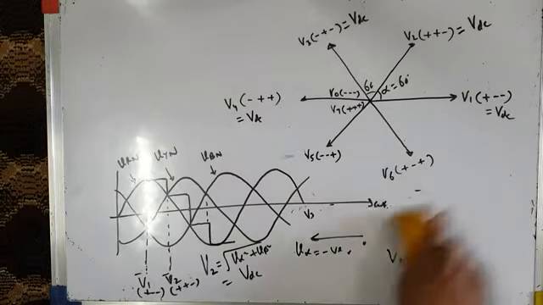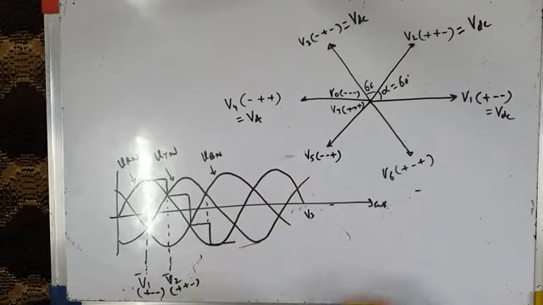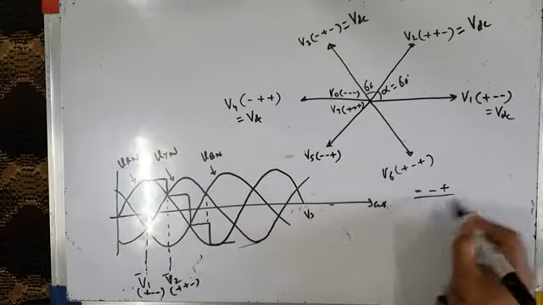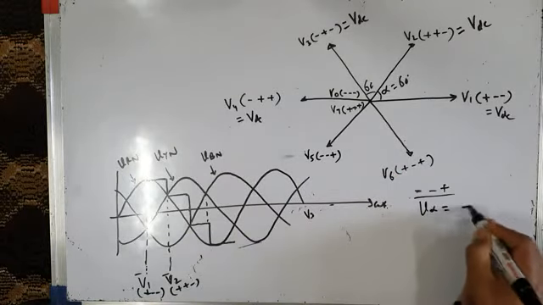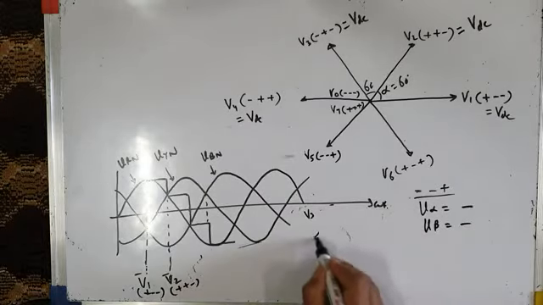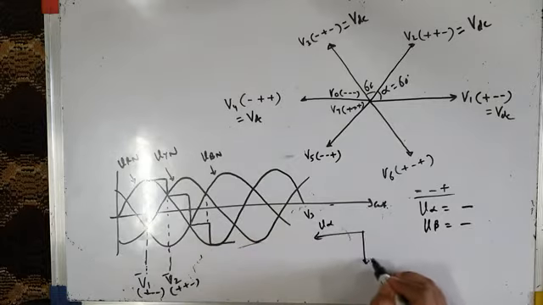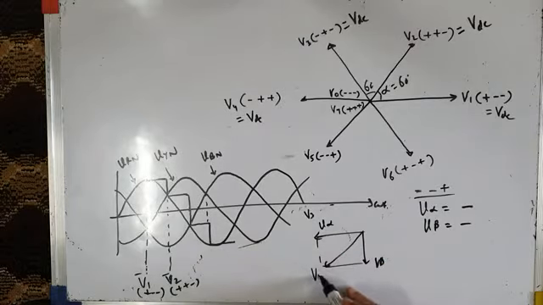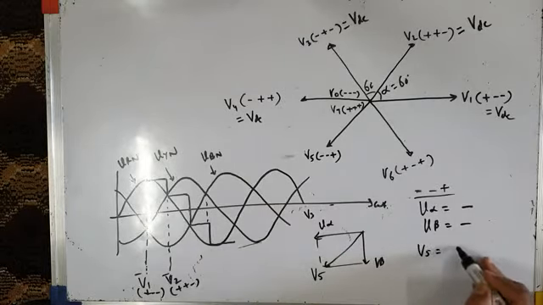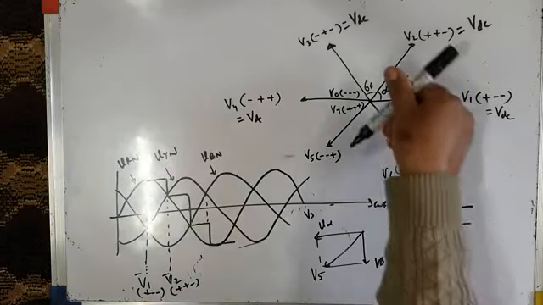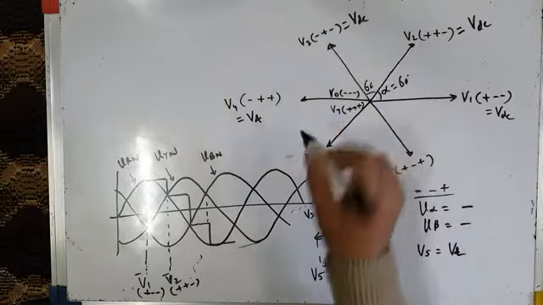Then next switching state is this. आपकी नई switching state है V5, ये minus minus plus. इसमें भी अगर आप V alpha निकालेंगे, it will be some negative quantity, and V beta will also be some negative quantity. That means यह आपका V alpha है, यह आपका V beta है, and where will be the resultant voltage vector V5? That will be the vector phasor sum of the two. So this will be V5, and that V5 will also be equal to VDC. We have seen that yesterday. So after 60 degrees, my next new voltage vector is V5.